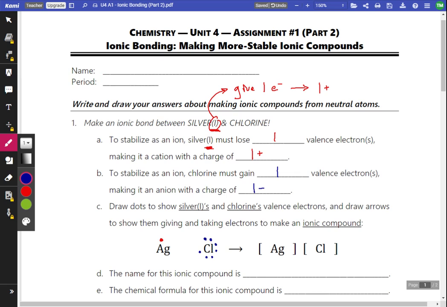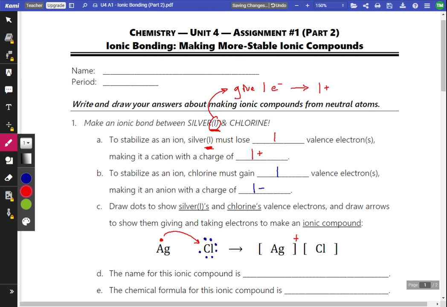So how do I get these both to benefit from this situation? Well, silver is looking to lose that 1 valence electron, and chlorine is looking to gain that 1 valence electron. So, pass that along. Give silver's electron over to chlorine, and what we're left with is silver that's lost all its valence electrons. That means it should have kind of a full set in the energy level underneath, making it stable. And it should have a +1 charge.